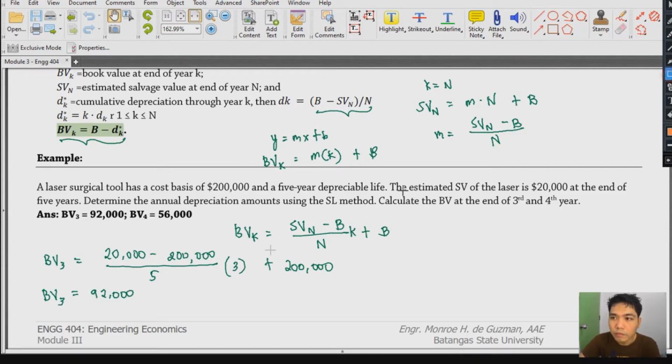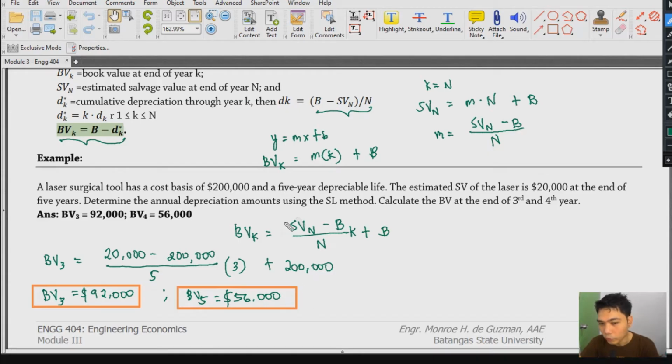And then doing the same concept for the book value at the fifth year, the book value would be equal to 56,000. That should be in dollars, since these are all in dollars. So that is how easy it is to compute for the book values using our straight line method.